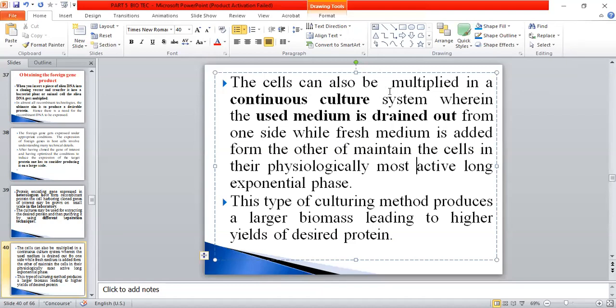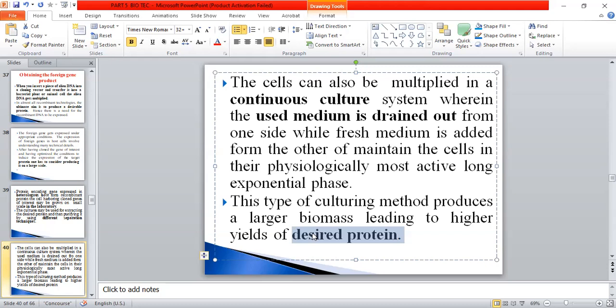The cell can also multiply in the continuous culture system, when the used medium is drained out from one side while fresh medium is added from the other side. The cells are maintained in the physiologically most active, longer exponential phase. This type of culturing method produces a large biomass, leading to a higher yield of the desired protein. That is very, very important. When you are using new medium, that is one of the procedures for the production of large biomass leading to higher yield. If you want a higher yield, you have to give more nutrition for that particular microorganism.